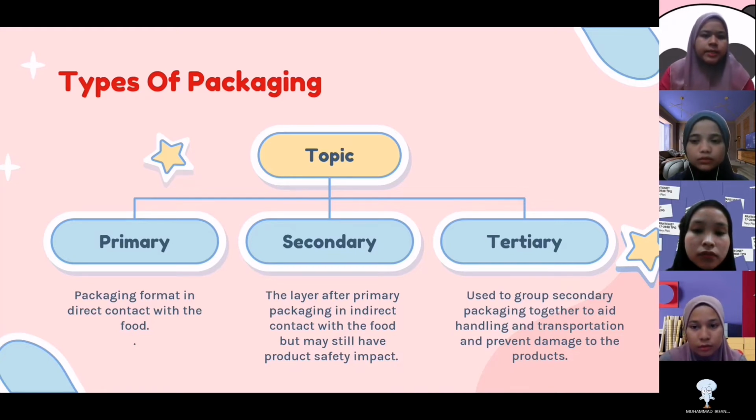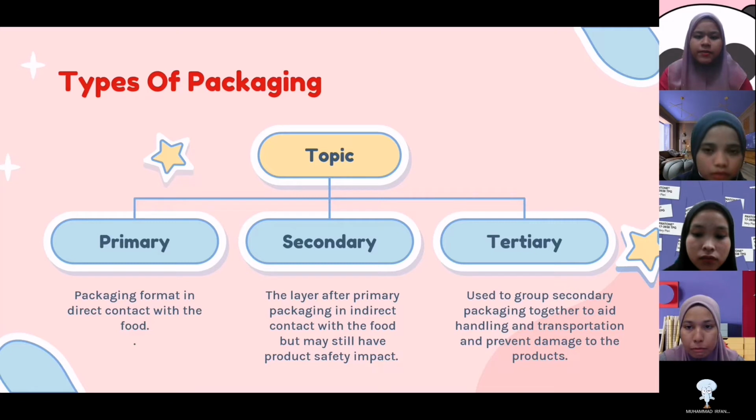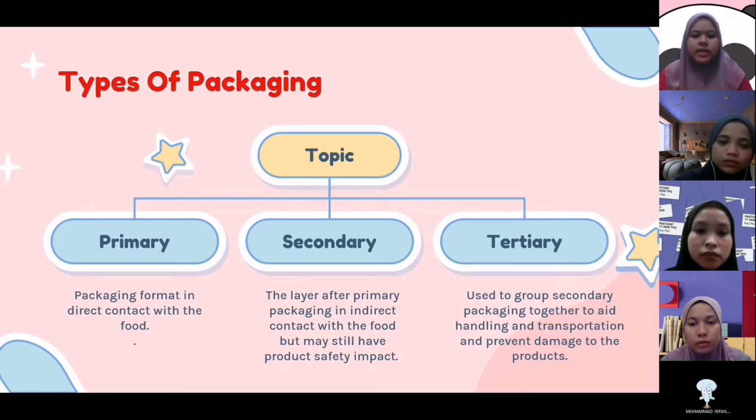The last one is tertiary. It is used to group secondary packaging together to aid handling and transportation and prevent damage to the products. During this stage, products are handled as distribution units. This type of packaging makes it easier to transport large or heavy loads safely and securely. In addition, it also helps prevent damage. It consequently facilitates the handling, storage, and transport of goods. An example of tertiary packaging is a stretch-wrapped pallet containing a quantity of cardboard boxes, which are the secondary packaging, to enable efficient product shipping.